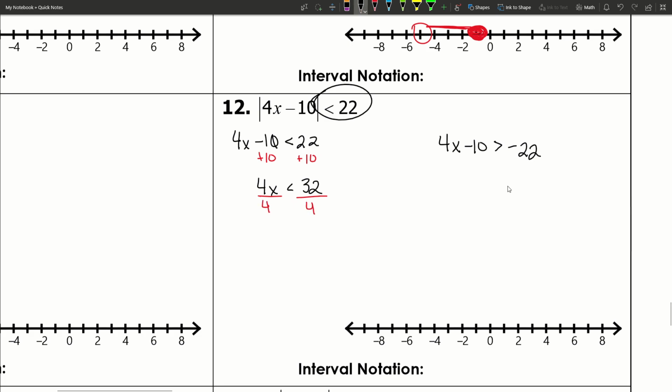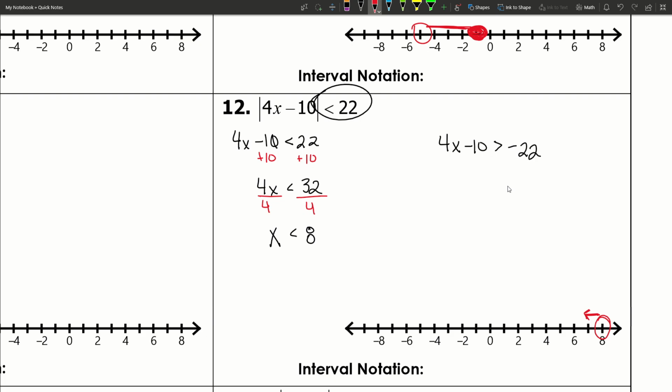And when we divide 32 by 4, we get 18, right? Not 18, we get plain 8. Wow, not even close. We get plain 8. So I know I'm going to put a circle on 8. And it's going to be open. And it's going to point that way, to the right.